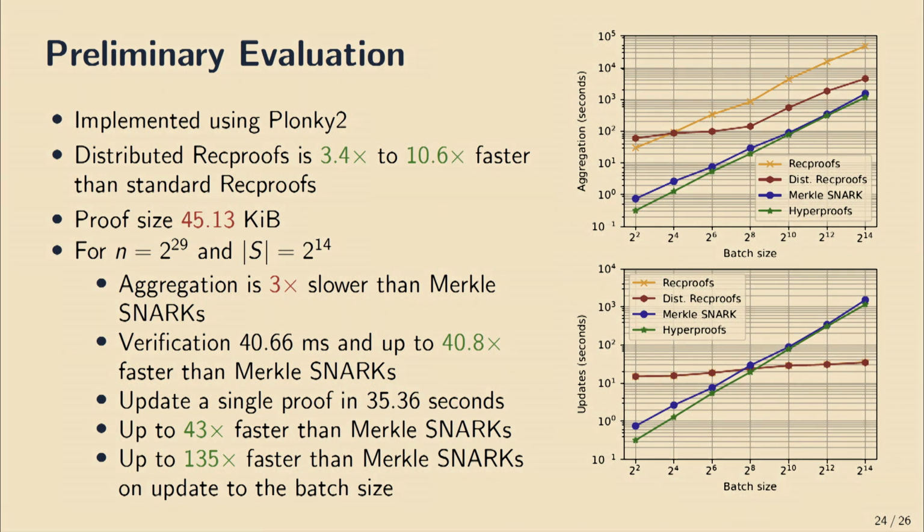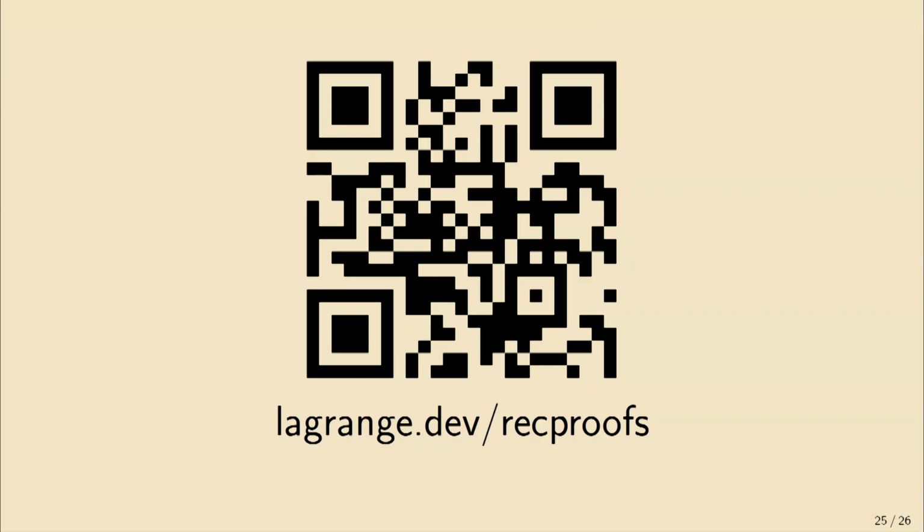And these plots are for n, the number of leaves in the Merkle tree, being 2 to the 29, and the batch being 2 to the 14 randomly generated leaves. So this is what we compute here. All right, and with this, I'd like to finish. You can find the paper on this website, and I'm happy to take any questions.